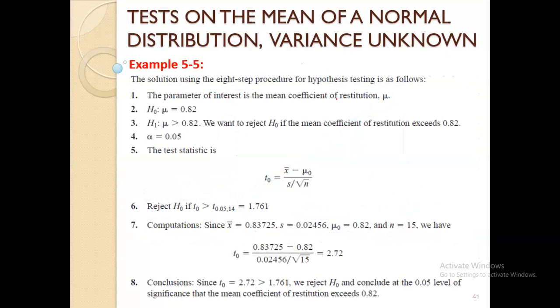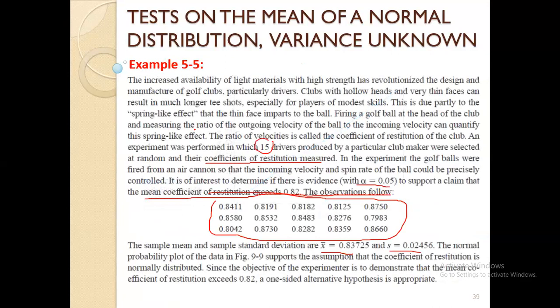For this case, we test based on mean mu. The null hypothesis is equals, and H1 is greater than. That means we want to reject H0, because we would like to claim that the mean is greater than 0.82. That means the objective is to reject. If it's not rejected, that is a problem.